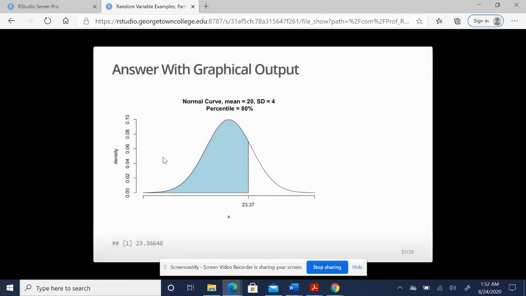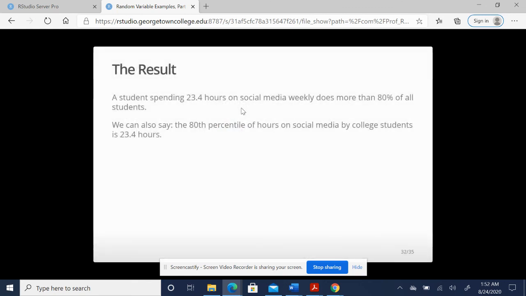Okay, so if we run that qnorm command, it's going to shade in 80%, okay, from kind of the middle out to the bottom and then go from the bottom up here. Okay, because we wanted the 80th percentile. We didn't want the middle 80%. So we have 23.37. That's the number of hours that somebody would have to spend on social media in order to be in the 80th percentile. Okay.